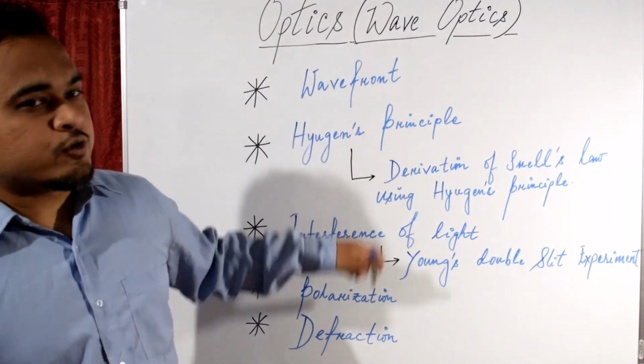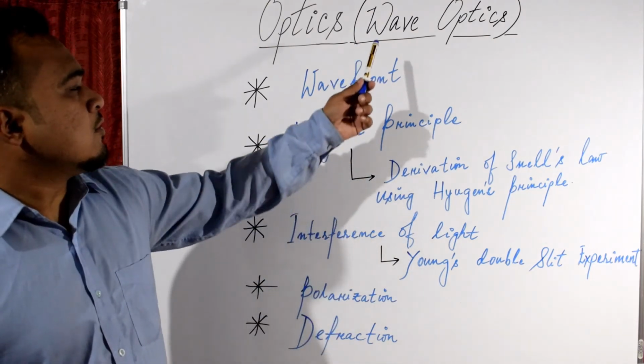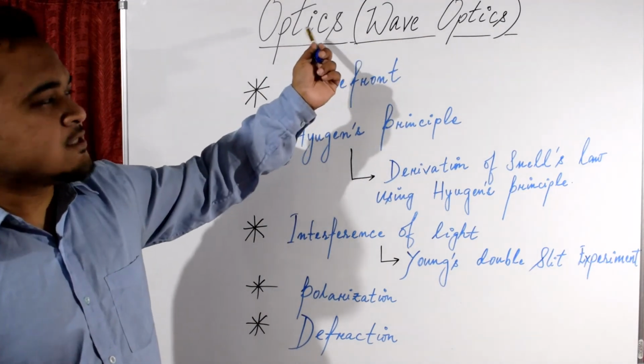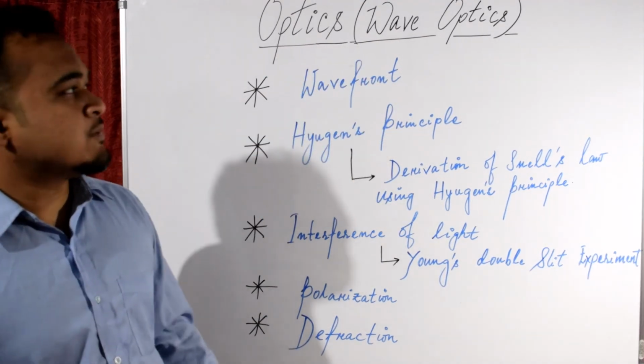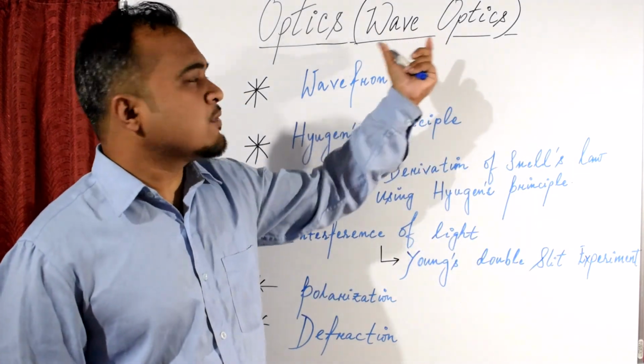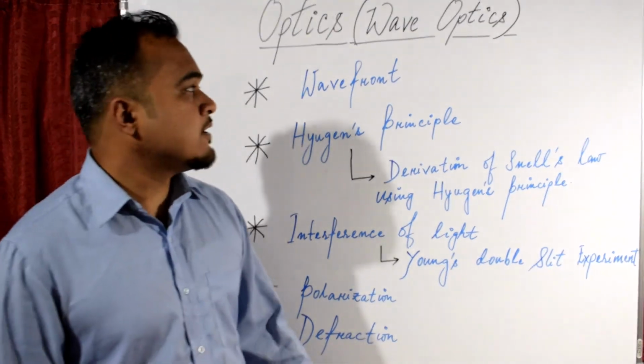So these are the important topics from the chapter wave optics, which comes under the topic optics. Previously we have seen the chapter ray optics. This is the chapter wave optics. Both of them come under the chapter optics given in your syllabus.